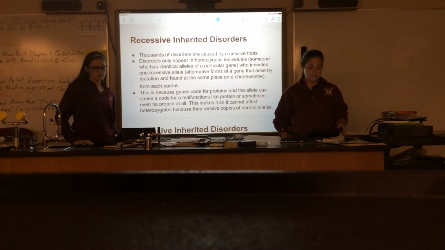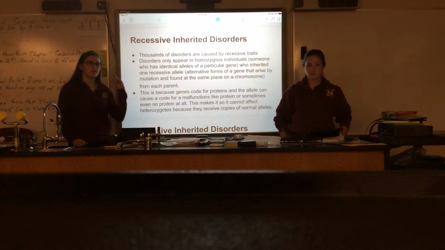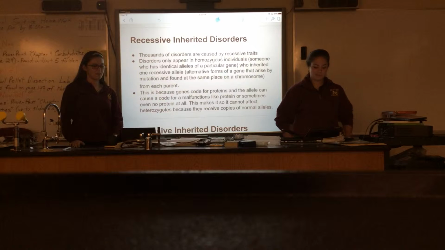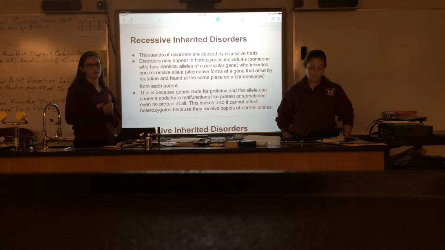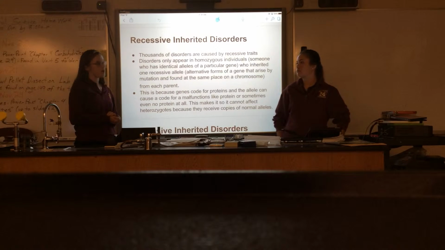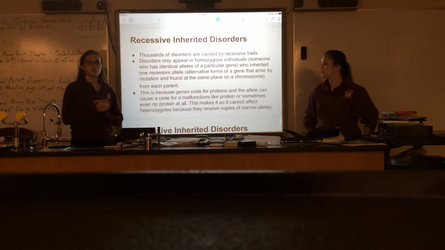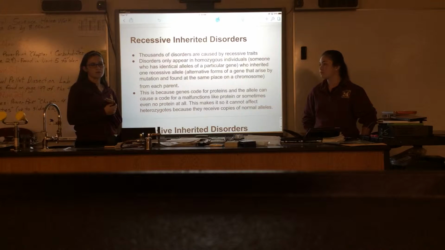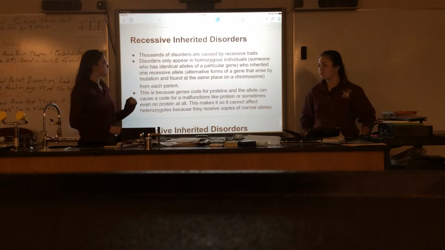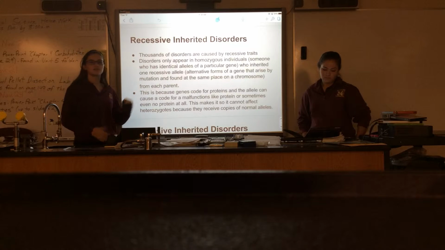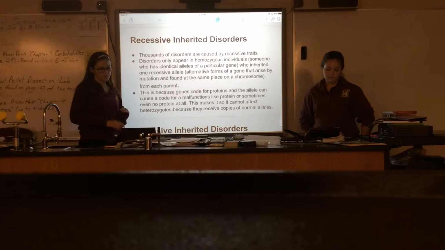I have recessive inherited disorders. Like Emily said, they're a lot more common, and thousands of disorders are from recessive traits. Recessive disorders can only appear in homozygous individuals, because if you were heterozygous, the dominant allele would show and the recessive gene wouldn't show through.